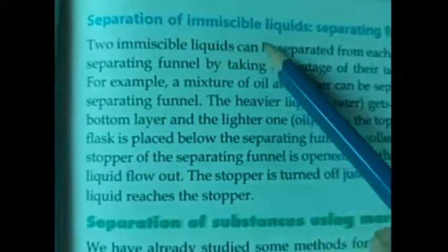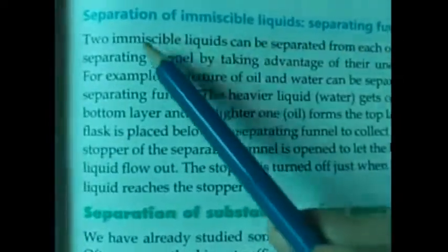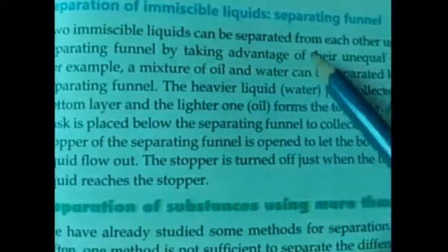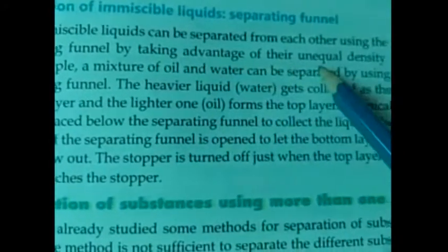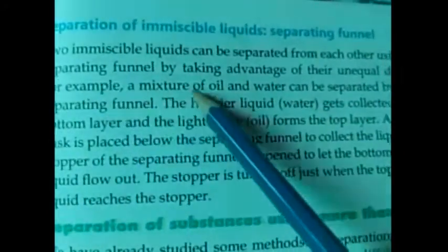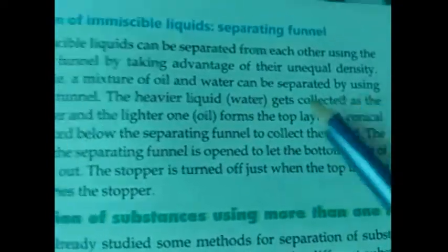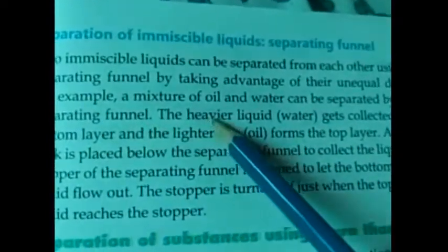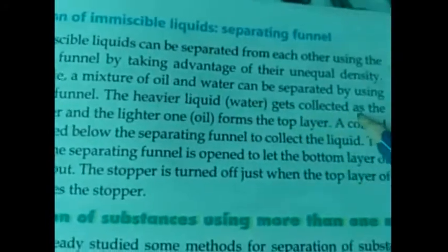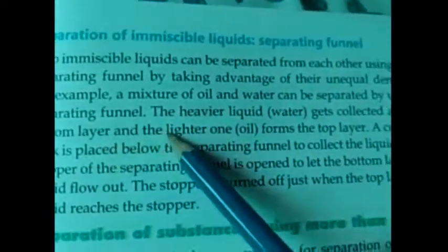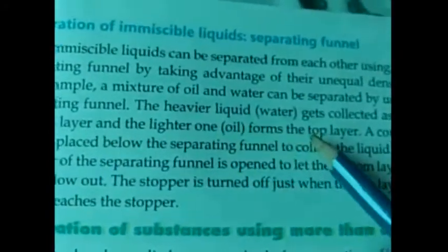Next is separation of immiscible liquids using a separating funnel. Two immiscible liquids can be separated from each other using the separating funnel by taking advantage of their unequal density. For example, a mixture of oil and water can be separated by using a separating funnel. The heavier liquid, water, gets collected as the bottom layer, and the lighter one, oil, forms the top layer.